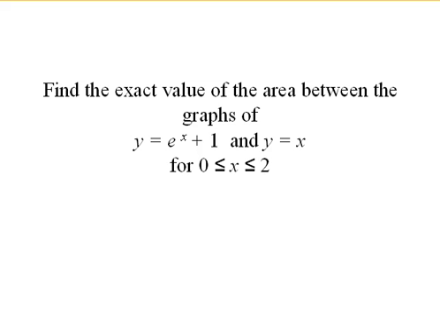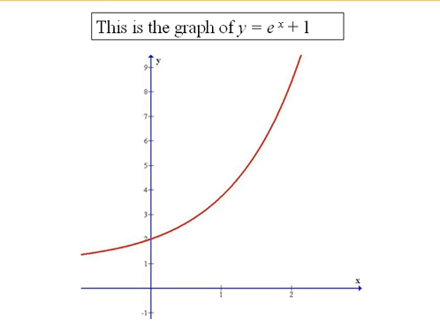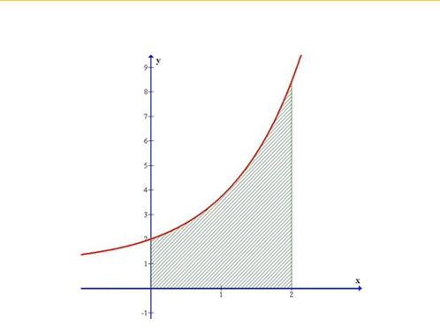So let's go ahead and find the exact area between the graphs of e to the x plus 1 and y equals x between 0 and 2. So first we'll take a look at the graph. Here's e to the x plus 1. Now remember what the integral gives us from 0 to 2. That gives us the area underneath the e to the x plus 1 and above the x-axis.